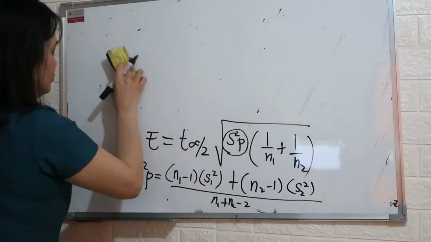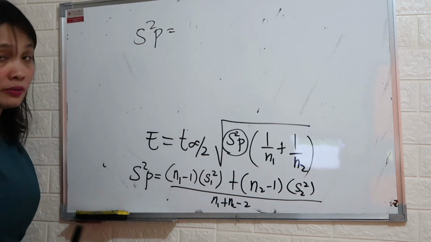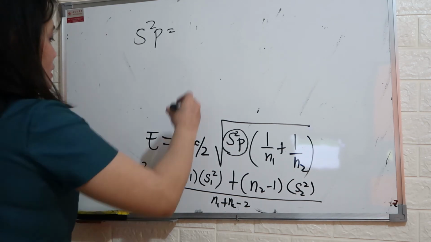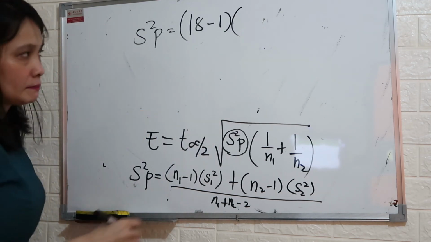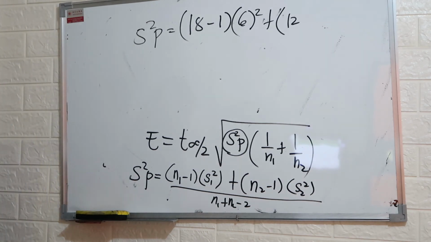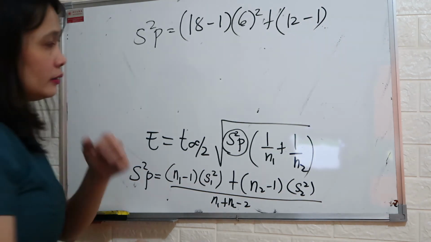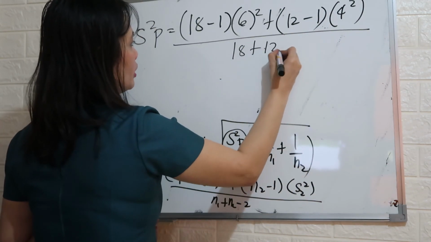So S squared sub p is equal to, what's the first sample size that we have? So we have 18 minus 1 multiplied by 6 squared, plus 12 minus 1 multiplied by 4 squared, over 18 plus 12 minus 2.